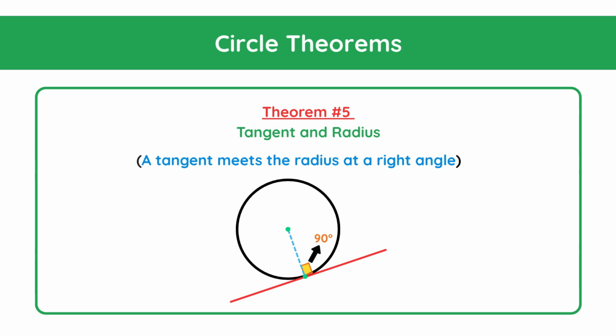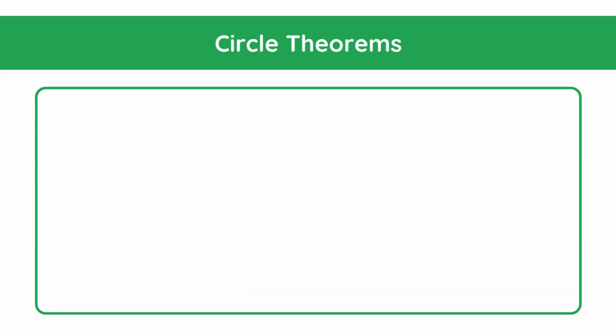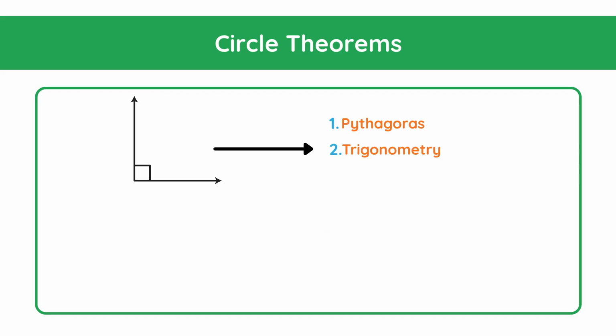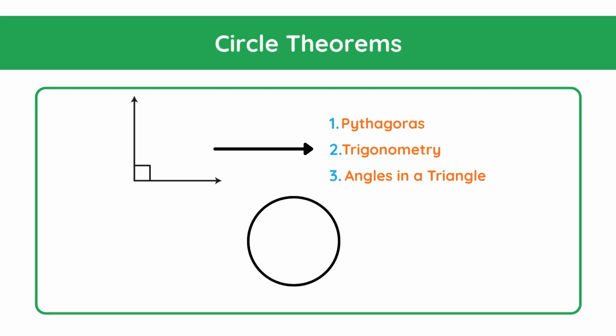This is one of the most useful rules you'll have because it instantly gives you a right angle to work with whenever a tangent appears in a question. And once you have a right angle, you can use Pythagoras, you can use trigonometry, you can use the angles in a triangle. It opens up everything. So whenever you see a tangent in a circle theorem question, the first thing you do is draw the radius to the point where the tangent touches the circle and mark that angle as 90 degrees.